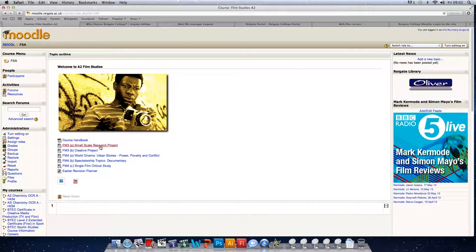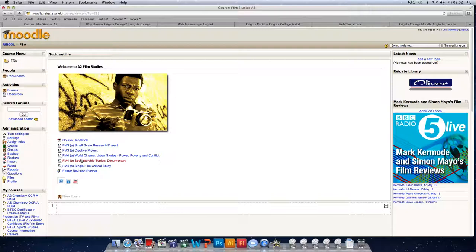You should be familiar with this already. You don't have to worry about FM3 A and B. That's the coursework that's completed. So you've got the three different sections here, A, B, and C. There's the Easter revision planner, which you should have looked at already, which obviously was revision you should have over the Easter holiday in advance of the revision you're doing now.